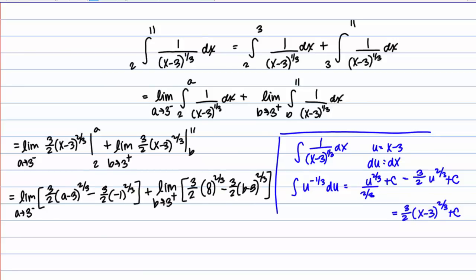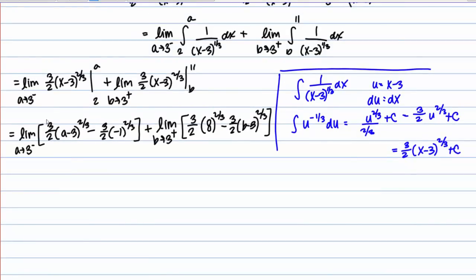Now let's look at each of these limits for a second. In this first limit, I have some expression involving a, and then just minus a constant term. If we look at that expression involving a, as a goes to 3 from the left, what I have is 3/2 times the quantity a minus 3 to the 2/3 power. As a goes to 3, either from the left or from the right, it doesn't really matter in this case, what's inside those parentheses is going to go to 0, which in turn is going to make this whole term go to 0. So from this first limit, all I'm going to be left with is this constant term.